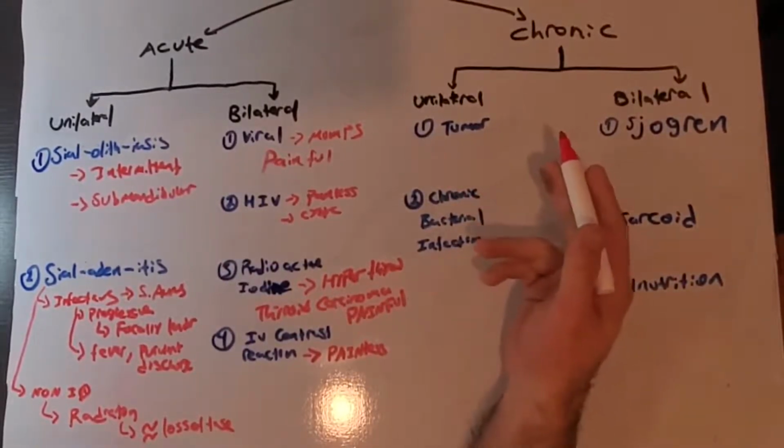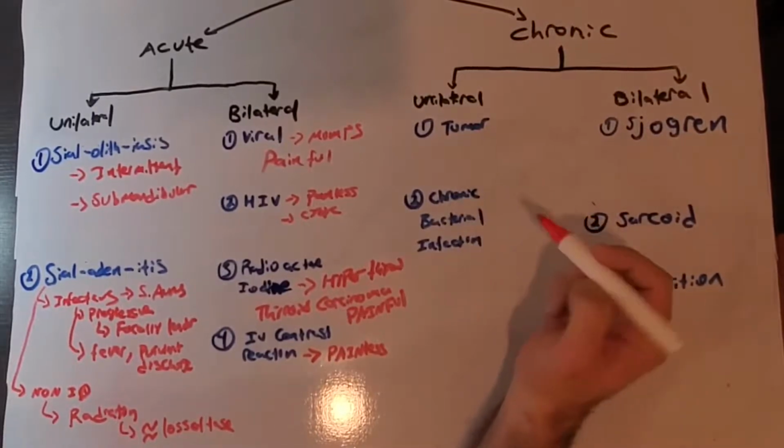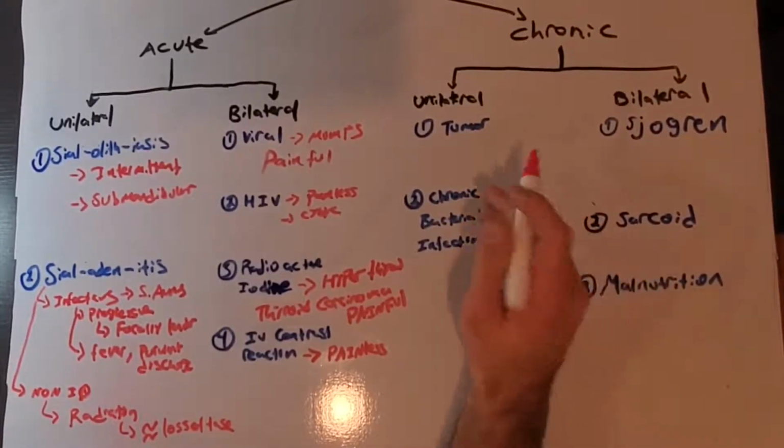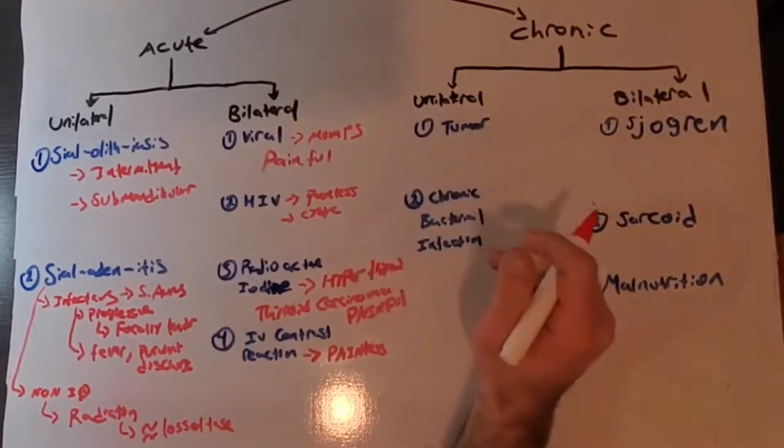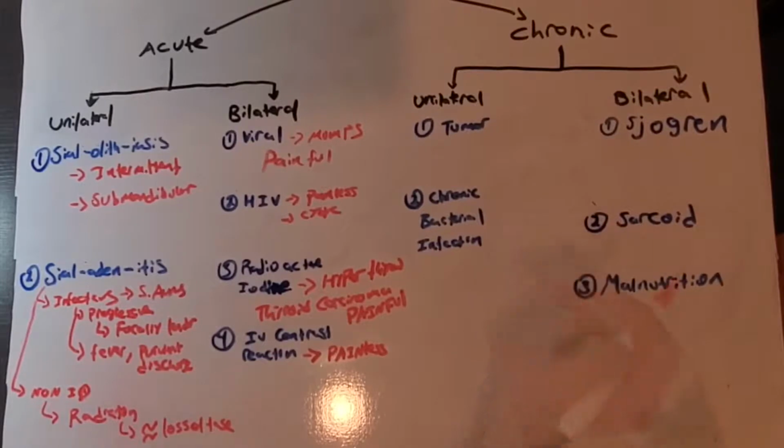So moving on to chronic salivary gland swelling and unilateral causes, the main differential is a tumor, and chronic bacterial infection could cause a unilateral chronic swelling. And typically when there's a chronic process, there's degeneration of the glands. You'll have decreased salivary flow and dry mouth perhaps.